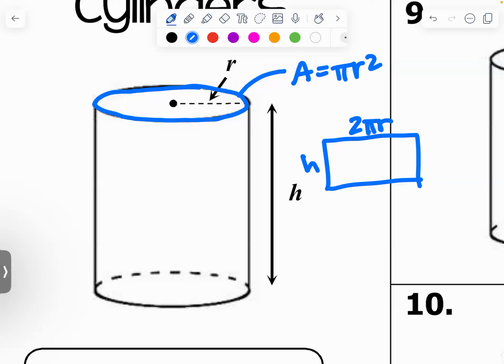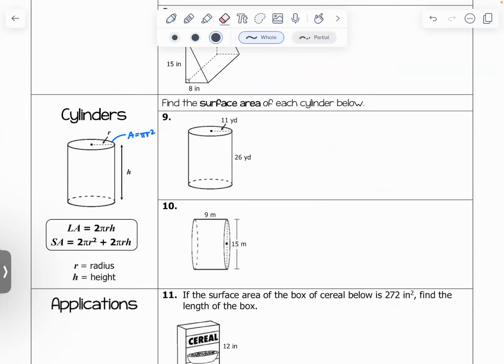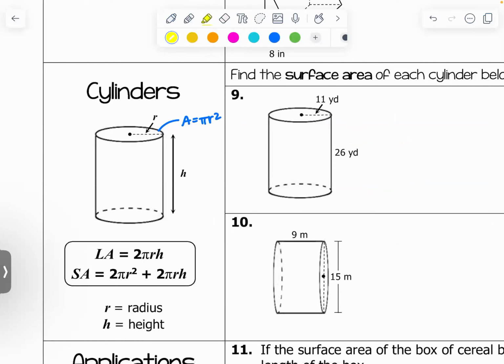So when we talk about the lateral area, we're talking about the area of the part of the can that we can hold. The lateral area is 2 pi r h, the circumference times the height. That's how we get that.